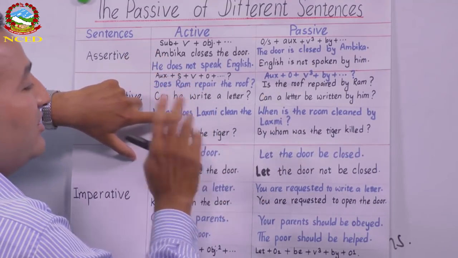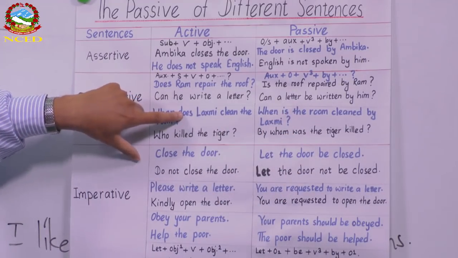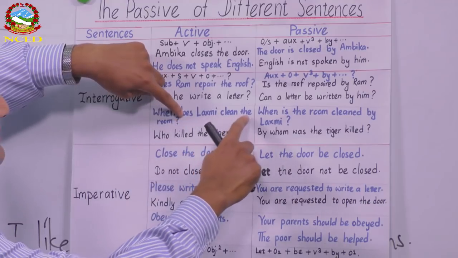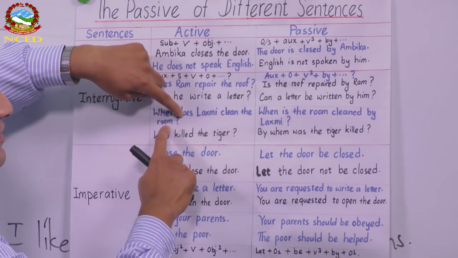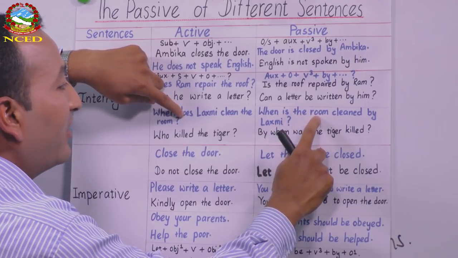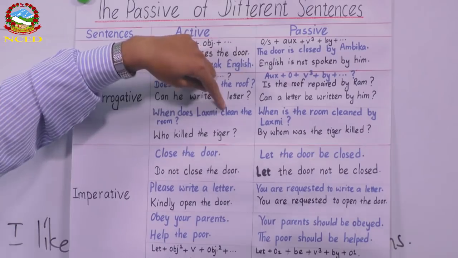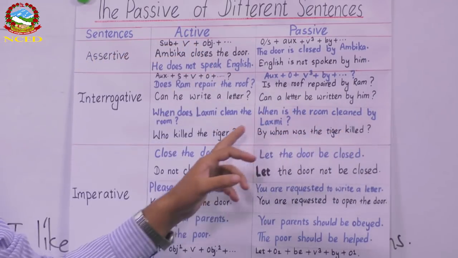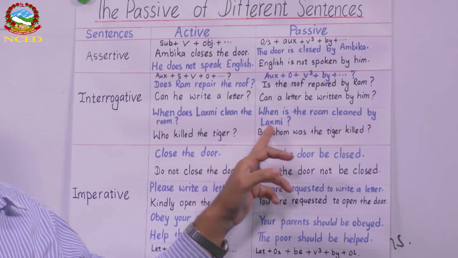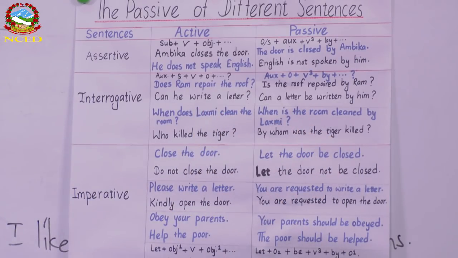If there is does, this is present tense, so we write either is or am or are. It depends on what object is there. The room is the object, so for the room we use is, because the room is singular. When is the room, then clean becomes cleaned, verb 3. And then by agent, by Lakshmi. The subject Lakshmi is brought after by.